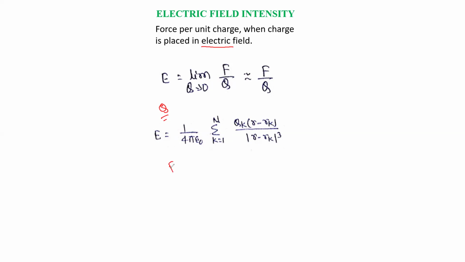Since we have the F value, it is Q1 by 4 pi epsilon naught R square. So this is divided by Q. That's why we are not getting the Q here. Only one charge is available in the numerator.